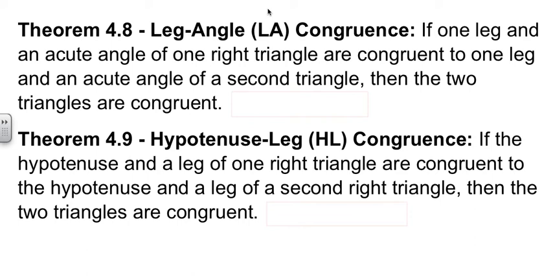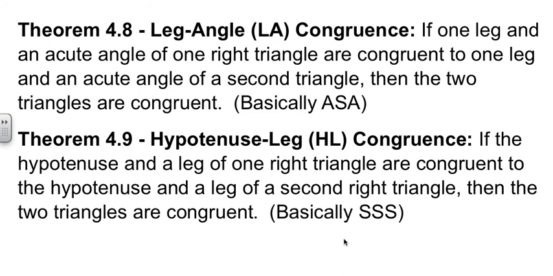Two more here. If we have leg angle, LA, if you have a leg and then you have an angle, one of the acute angles, then you're basically an angle side angle. And we can draw a picture of that in class if you want to see that. And then finally, if you have hypotenuse leg, HL, if you have the hypotenuse of a triangle matching the hypotenuse and one leg matching a leg, you're basically looking at side, side, side. So if you don't remember these four theorems, if you don't think of them when you're doing things, it's okay because you can still use the ones you already know to fall back on.